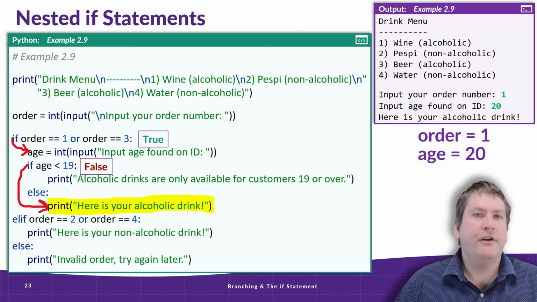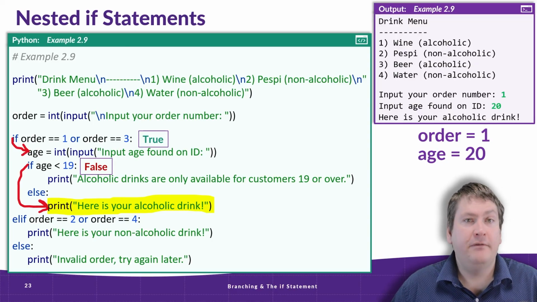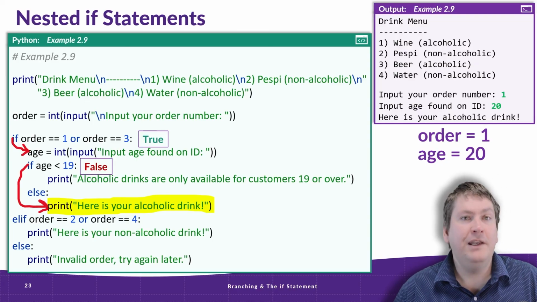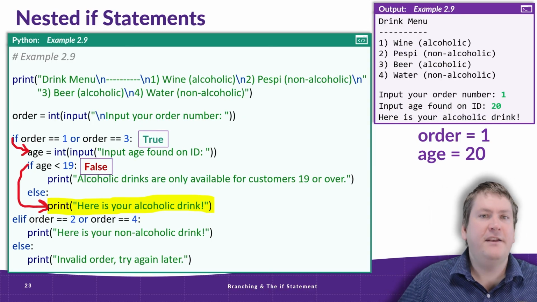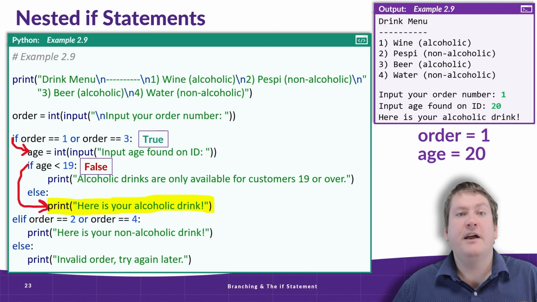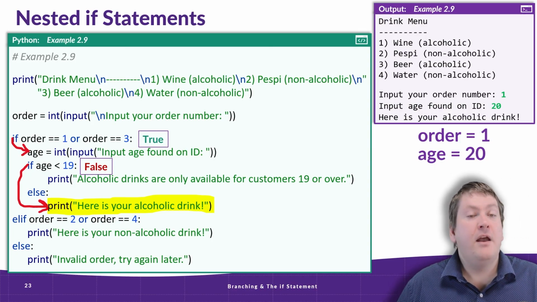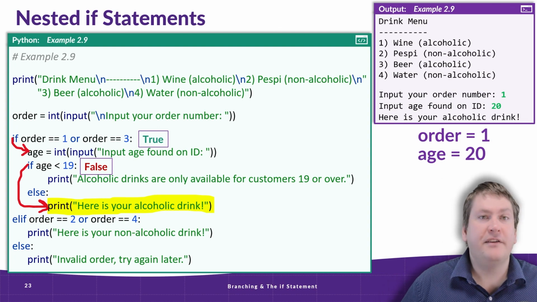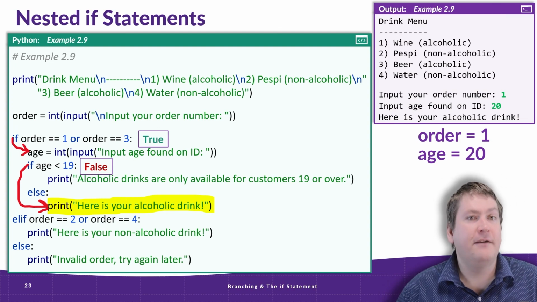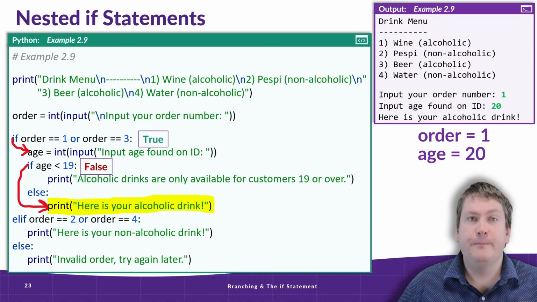What's really important here is to remember, or at least to understand, which else is connected to which if. This else is indented once, so that means it's part of the inner if, whereas the else on the outside to print invalid order is not indented at all, so that means it's connected to the outside if. Being able to understand which part is connected to which and which indentation level you're at is critical for being able to understand these if statements.